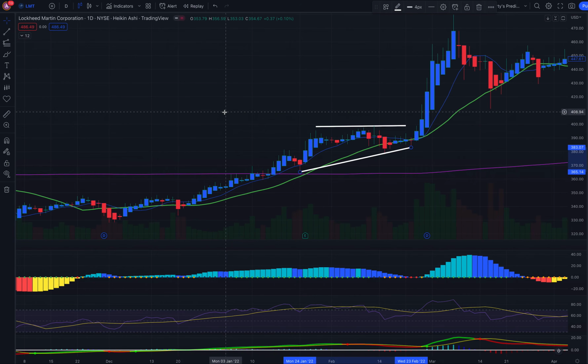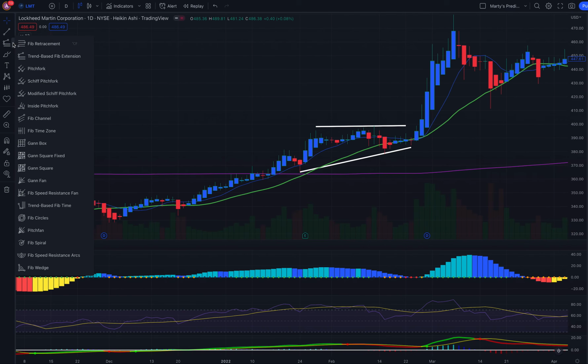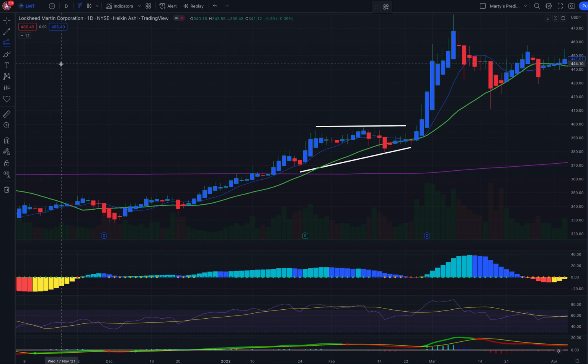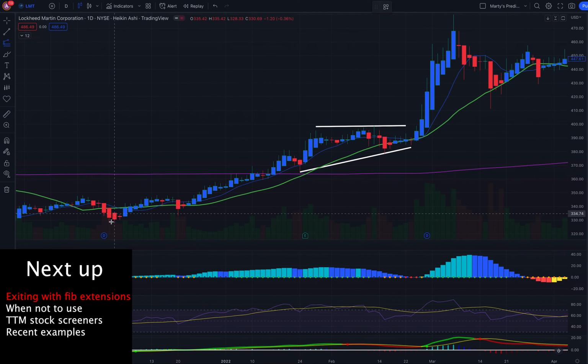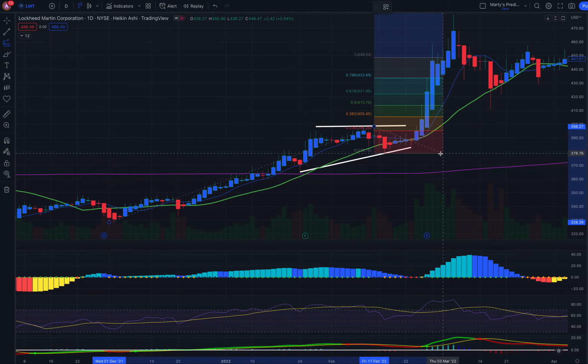Now that we know how to enter a TTM Squeeze trade, how do we exit? How do we figure out that it's time to get out? What I like to do with these trades is scale out. I like to use the Fibonacci Extension tool to time my exits. The way you do that is you find a somewhat local low, you then go to your somewhat local high, and then you go back to your low here. And then we extend this out into the future.